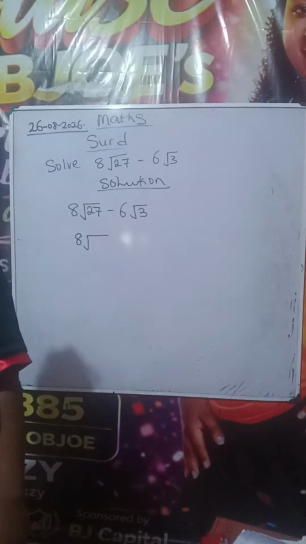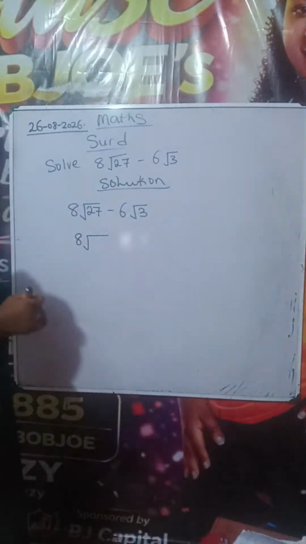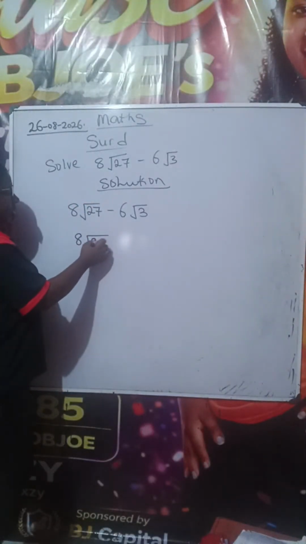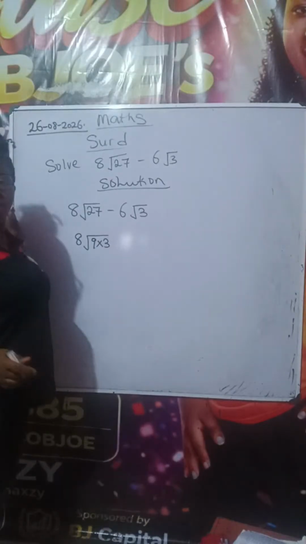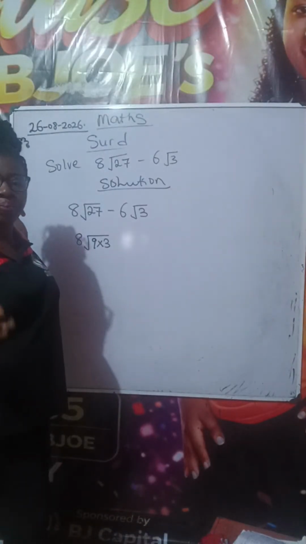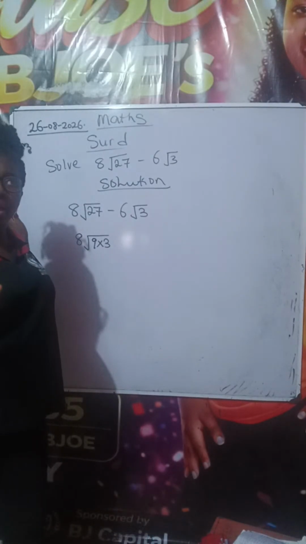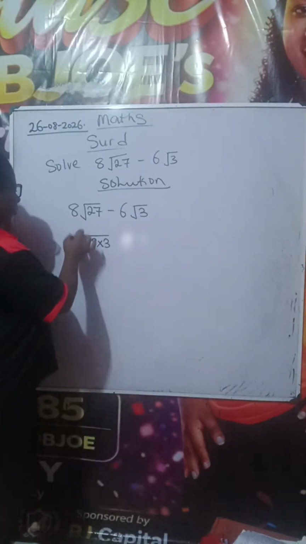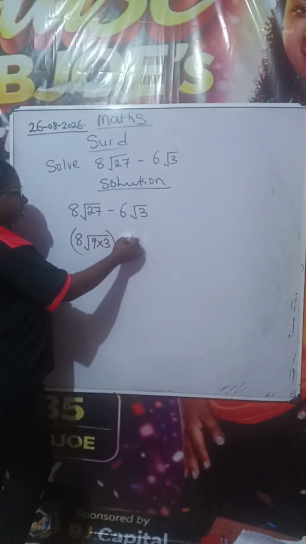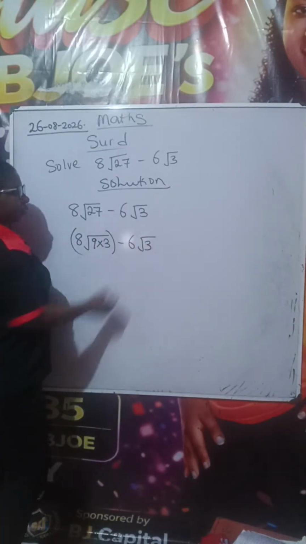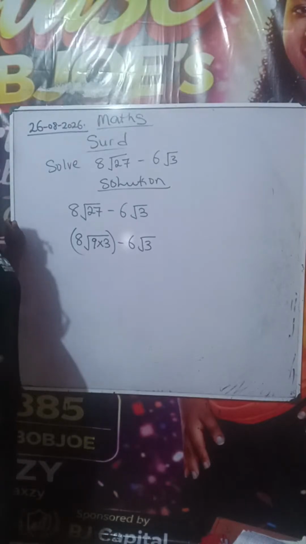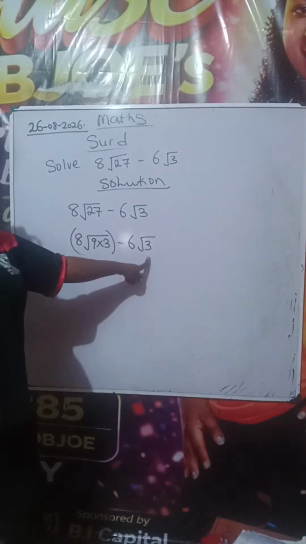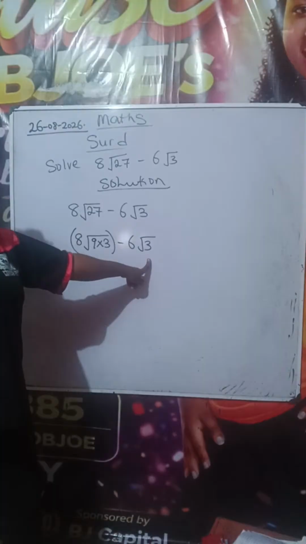So what is the number? Root 9 times root 3. Good job. So we have 9 times 3. Why? Because 9 is a perfect number. Perfect number means you can get the square root of 9. Okay? Then close it, minus 6, then root 3. Because this 3 we cannot simplify, that is why we still leave it like this.